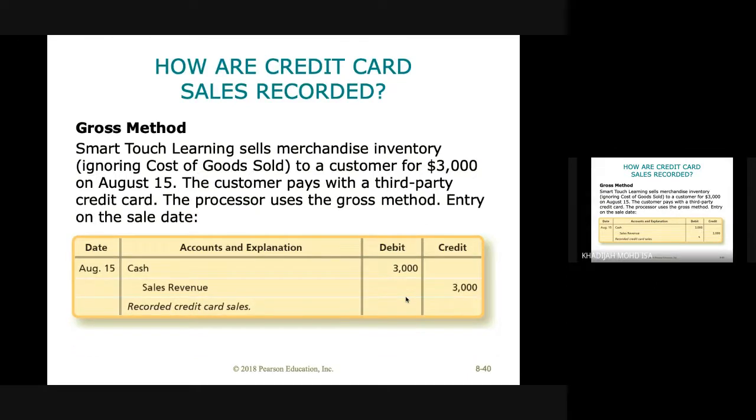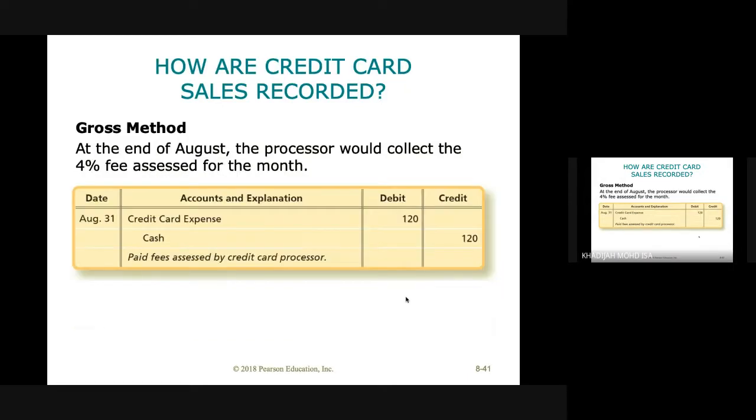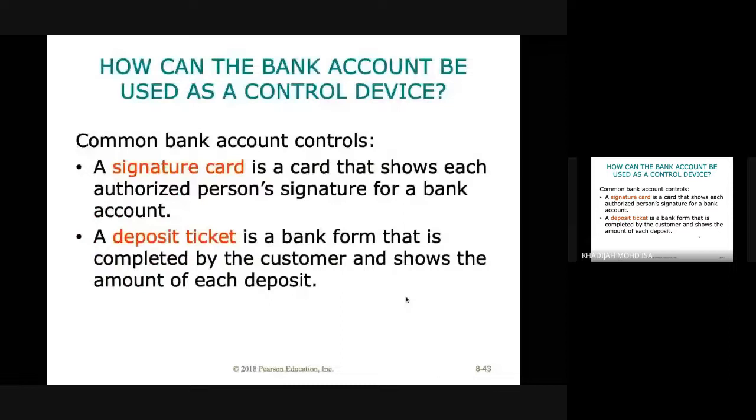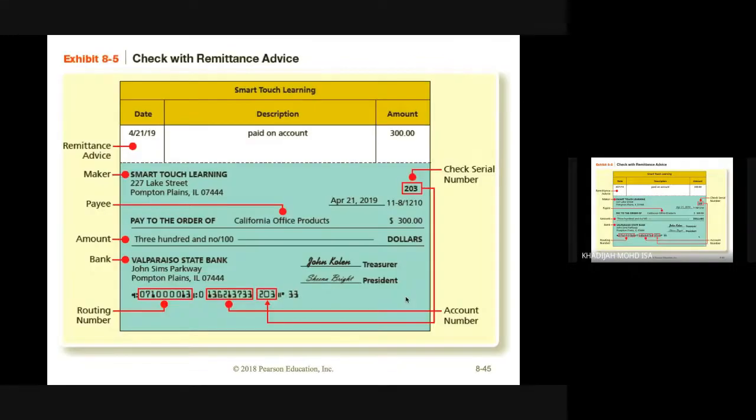All right, so when you record, you still have to record the $3,000. Credit card expense is taken out from your cash. Okay, this is just to show you how a remittance advice looks like. We give you the details of what it is, and the payment is for the purchase of California office products. All right, the value is $300.